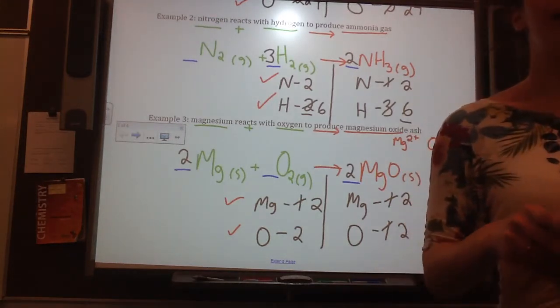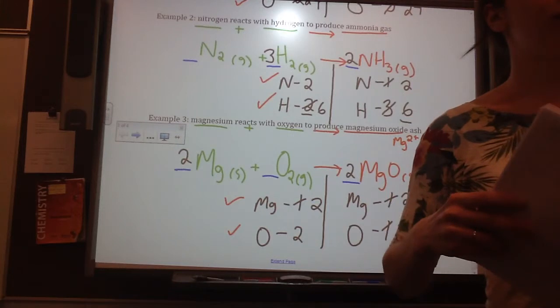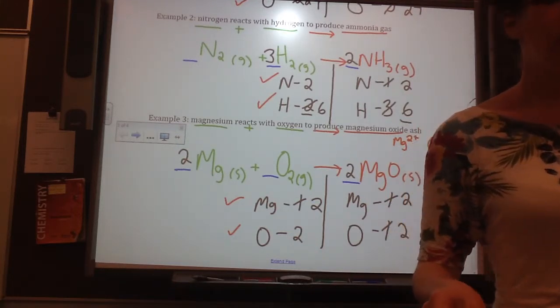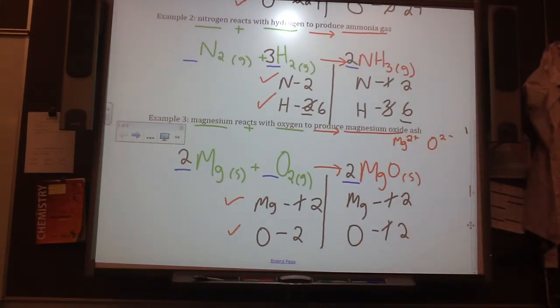So the rest of the notes, we're going to do decomposition tomorrow. We'll do just 1 or 2 types of reactions a day.